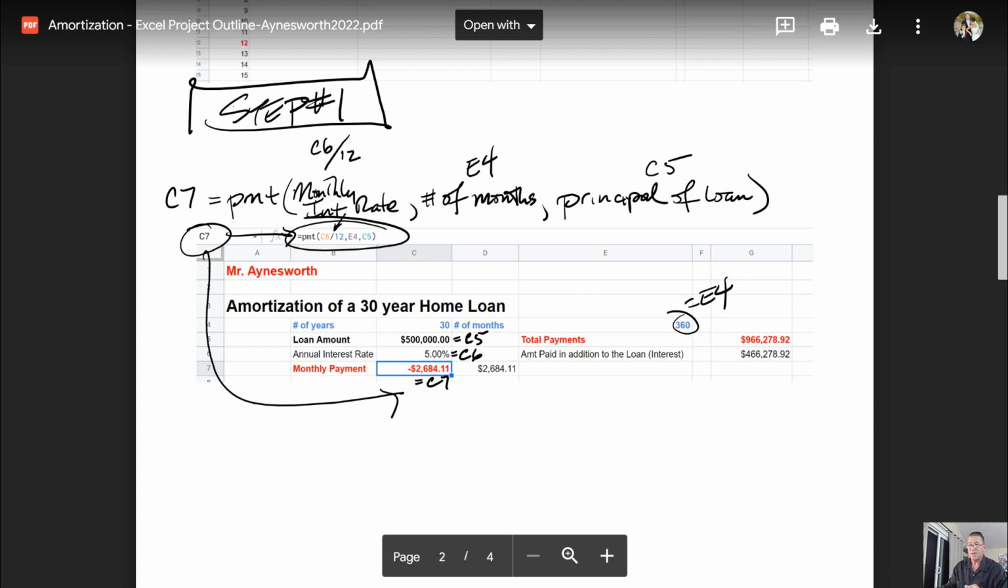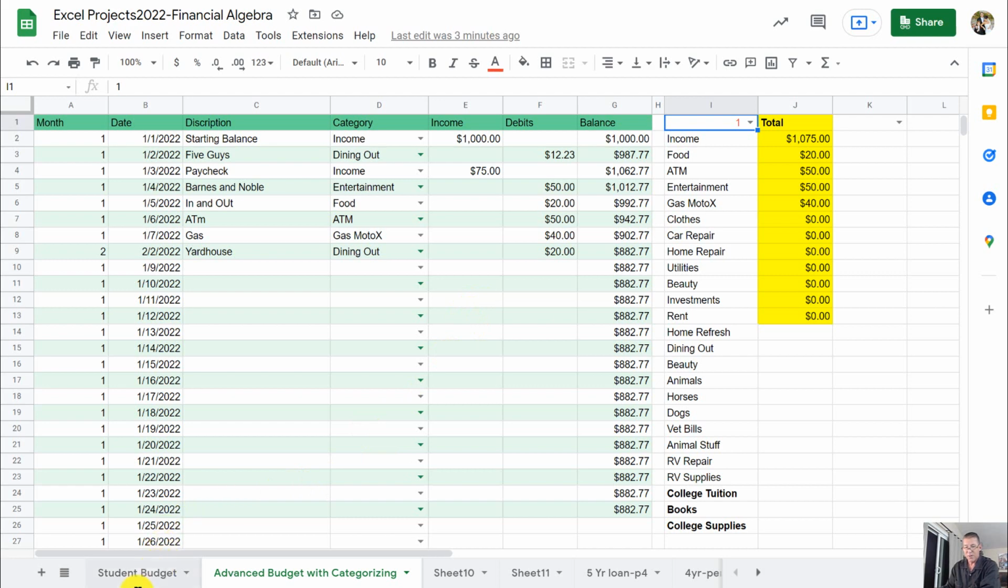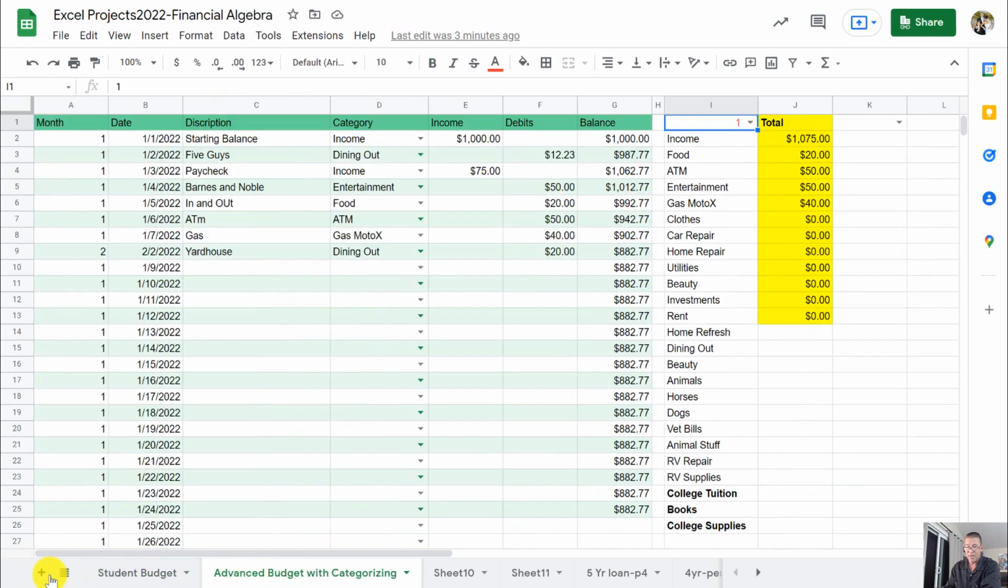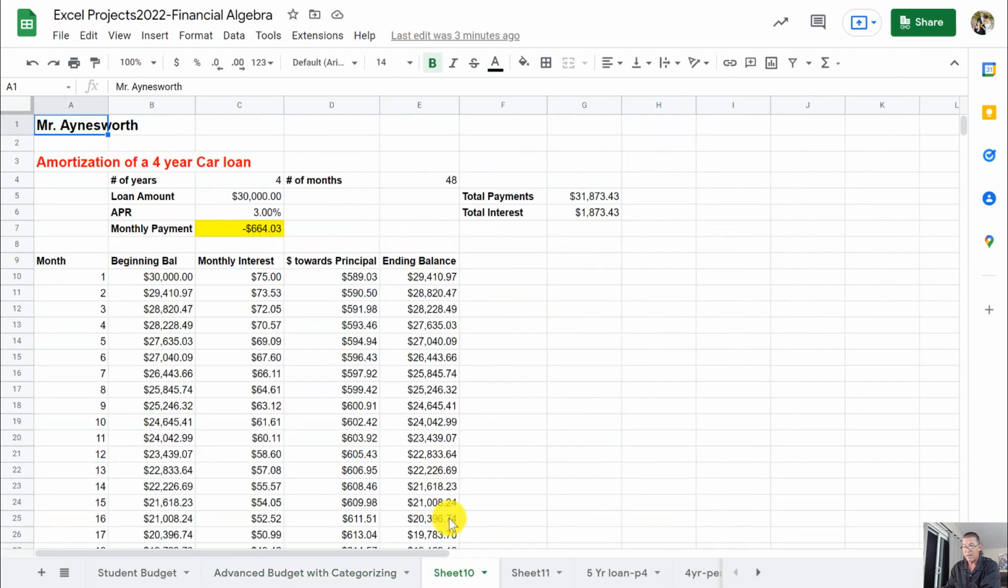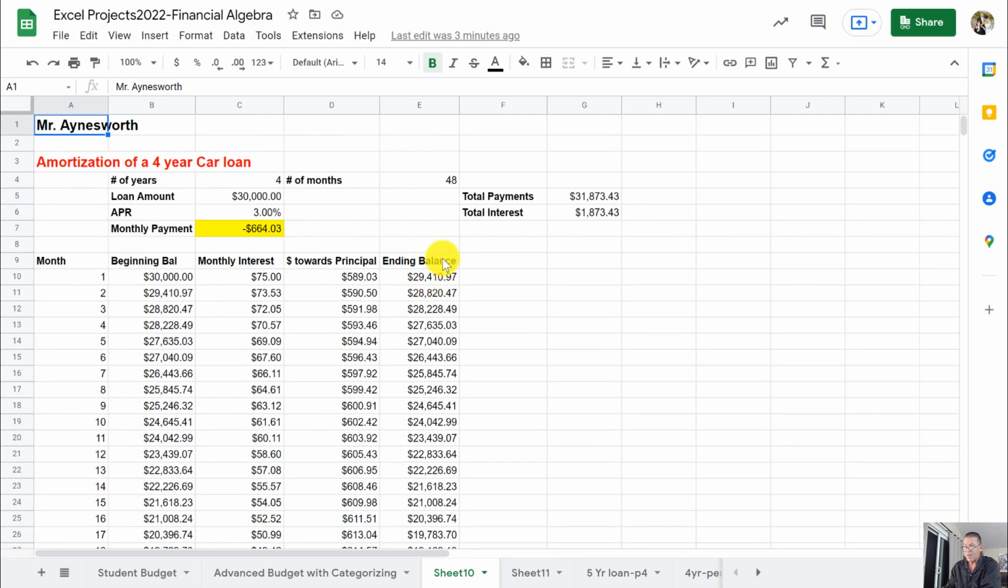Then what I want you guys to do is bring up the project that we did earlier. These are all Google Docs, and you should have access to this. So pull this one up. Notice that we just added a sheet on the bottom by using the plus sign right here, and that's exactly what we're going to do. Our goal is to calculate a 4-year car loan at $30,000 at 3%. What is the monthly payment, and what is the schedule of payments over the course of the loan? Like, how is that determined?